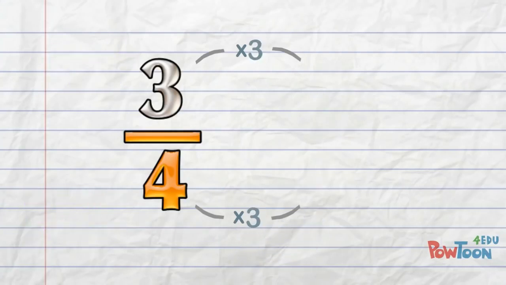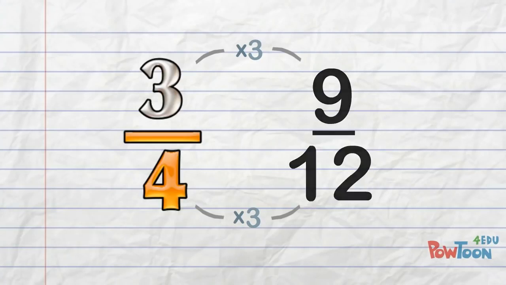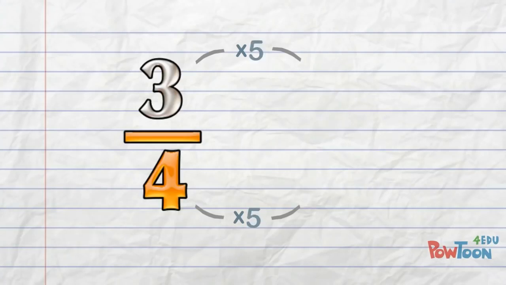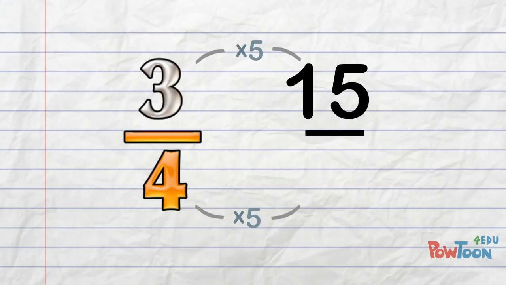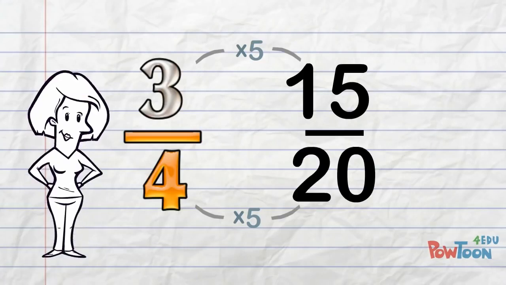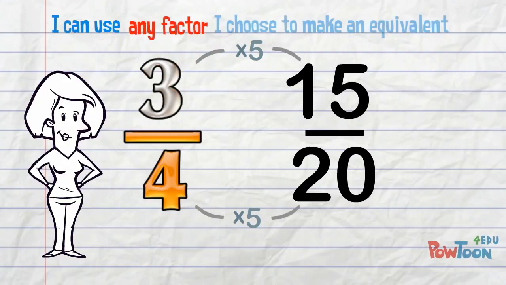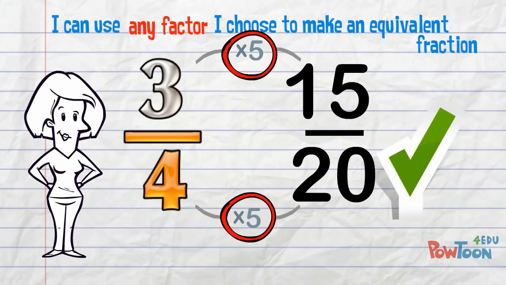Or I could use 3. 3 times 3 is 9, over 4 times 3 is 12. I could use 5. 3 times 5 is 15, over 4 times 5 is 20. I can use any factor I choose to make an equivalent fraction as long as I multiply both the numerator and the denominator by the same number, then I'm doing it right.